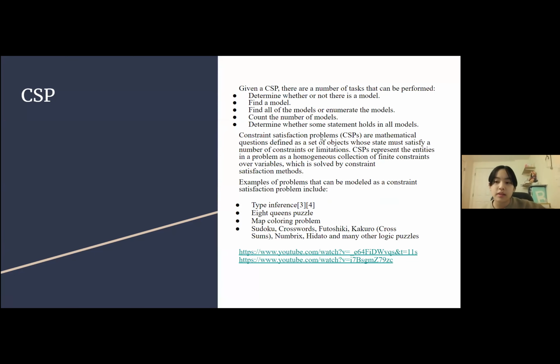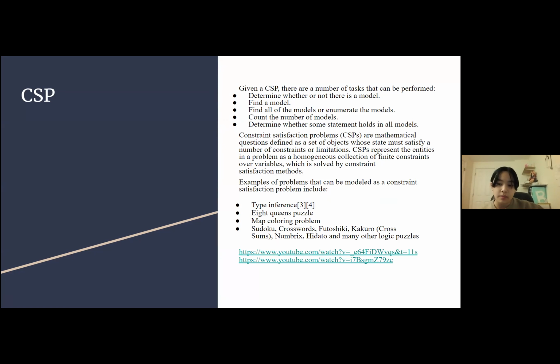Given a CSP, there are a number of tasks that can be performed. You can determine whether or not there is a model, find the model, find all of the models, or enumerate the models, count the number of the models, determine whether some statements hold in all the models, and stuff like that. Constraint satisfaction problems are mathematical questions defined as a set of objects whose state must satisfy a number of constraints or limitations.